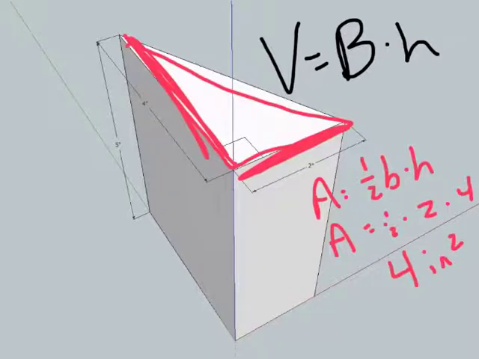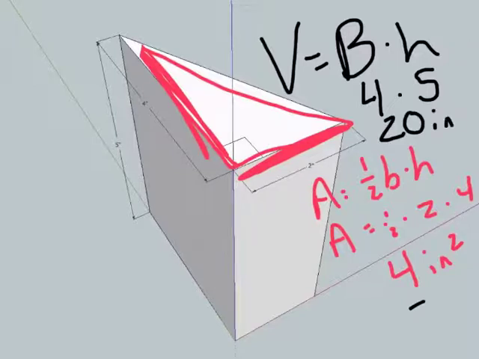Now to finish and find the volume of the whole prism, we take that area, that's going to be the area of the base, so that's 4, times the height of the prism, which is 5, and we find out that when we multiply them, the volume of the whole triangular prism is 20 inches cubed.